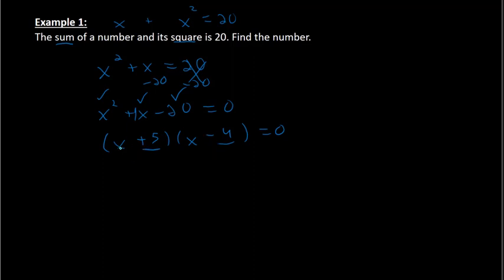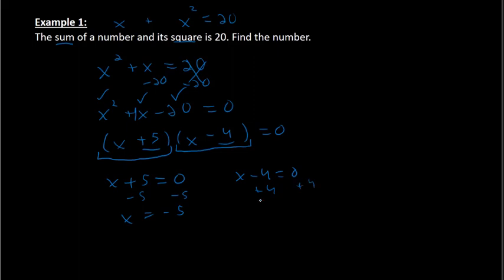Now from here we can solve. Because we have one number multiplied by another number, and that product is 0, we know that either x plus 5 or x minus 4 must equal 0. So we can solve this by subtracting 5: x equals negative 5. And over here we can add 4, so x would equal 4. So we have two different solutions. X could equal either negative 5 or 4.